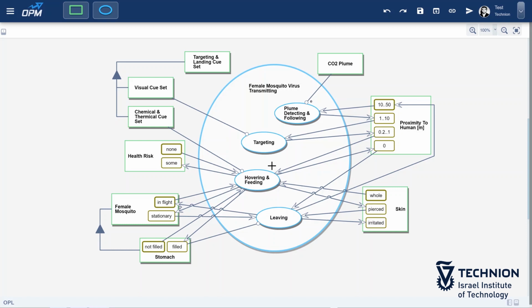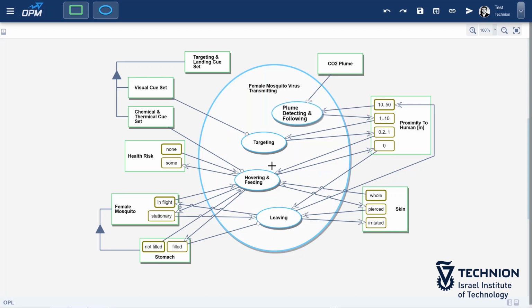Next, as the mosquito gets closer, it targets its host, a human. In the third sub-process, hovering and feeding, the mosquito flies over the human looking for a good place on the skin to land. Once it has landed, it feeds on the human blood by stinging him or her. When the female mosquito is done feeding, it leaves the host.